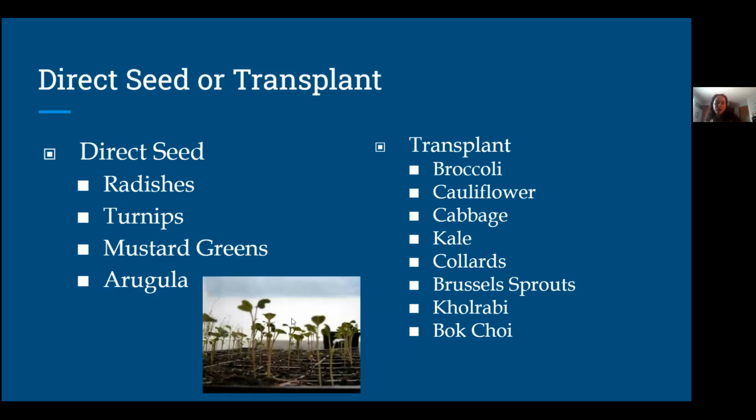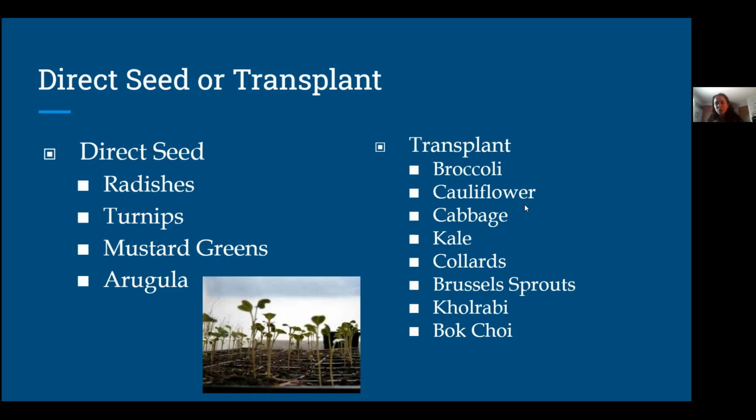So, direct seed or transplant. The brassicas that you're going to want to direct seed are your radishes, your turnips, your mustard greens, and your arugula, if that is something you want to grow in your plot. Direct seeding is better for plants that are quick germinators, like these plants, and you might do multiple plantings of them throughout the season. They also have really delicate root systems, so sometimes it's just better to direct seed plants versus transplanting them.